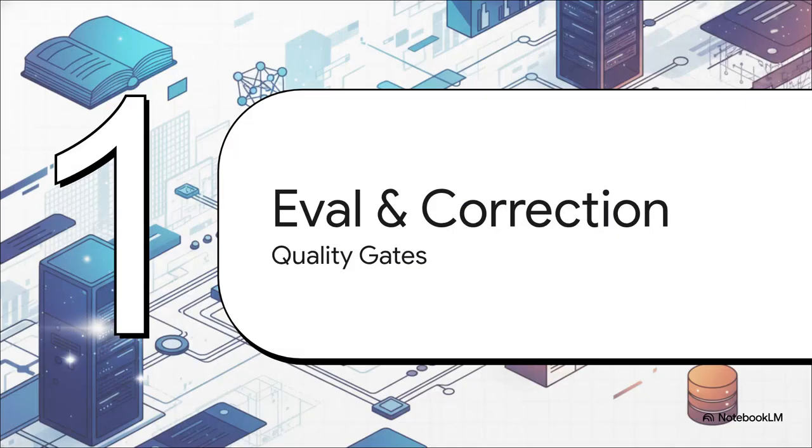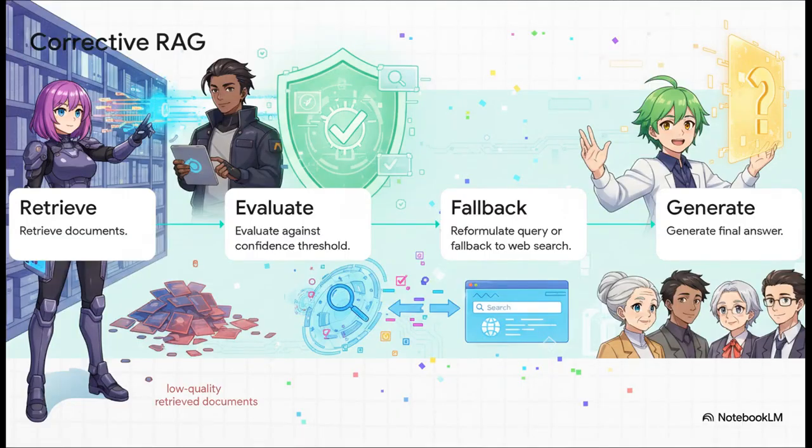Section 5. Evaluation and Self-Correction. Quality Gates. As we continue moving up this maturity ladder, we enter the realm of systems that actively police themselves. Because hallucinations often happen not because the model is broken, but simply because the retrieved data was bad. We need quality gates. Enter Corrective RAG, or CRAG.